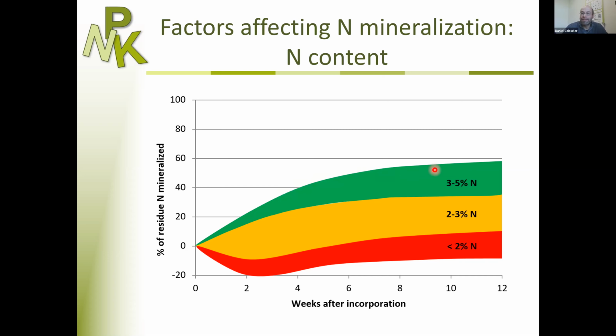And then the curve flattens off, but by the end of the 12 weeks here, up to 60% of the total nitrogen is released and has become plant available. And the rest, the 40 or 50%, would have been incorporated into microbial biomass. It may be released later, or it may be turned into soil organic matter.